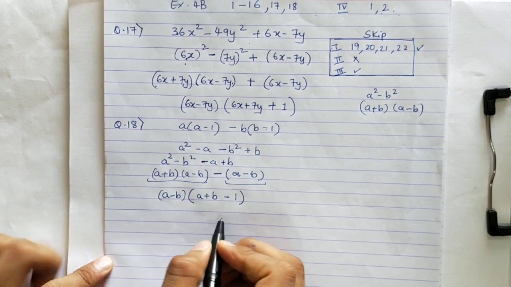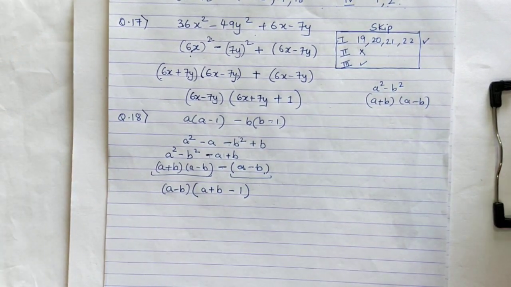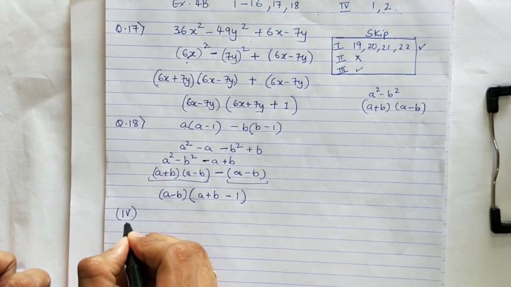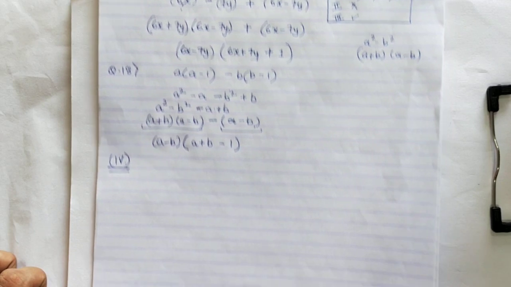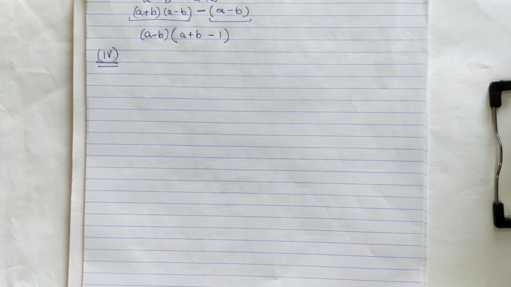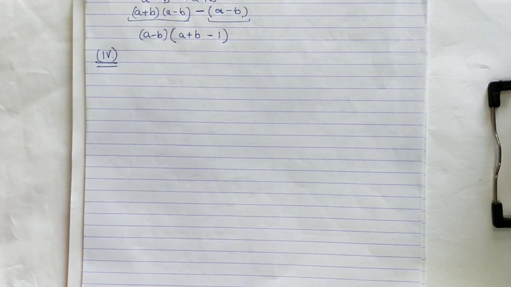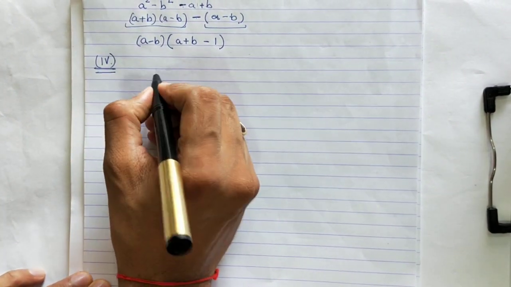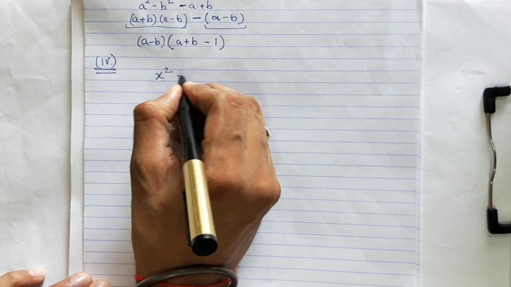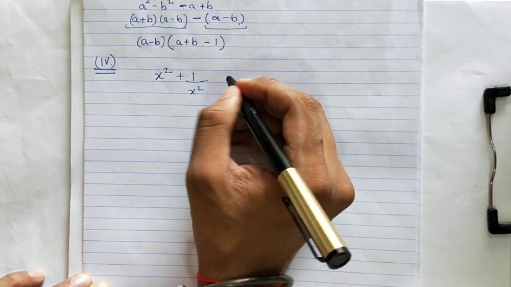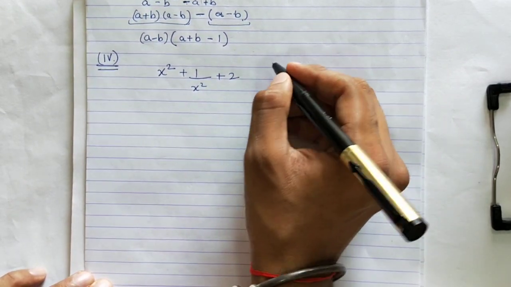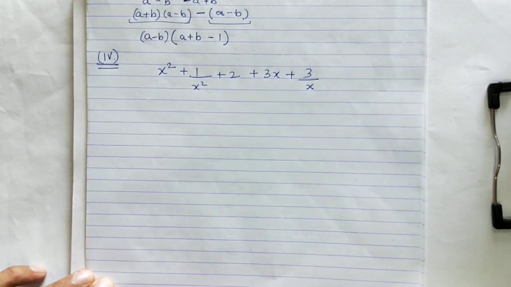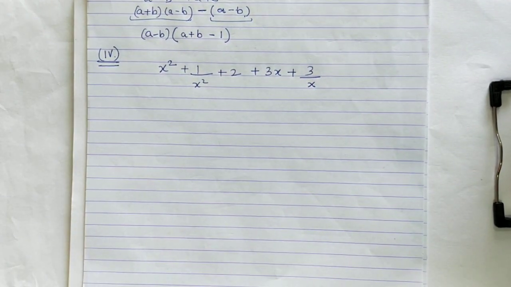As I told you, from question number 19 to 22, we'll skip that. We'll directly start question number 4. In question number 4, the question is x square plus 1 upon x square plus 2 plus 3x plus 3 upon x. This is the question.